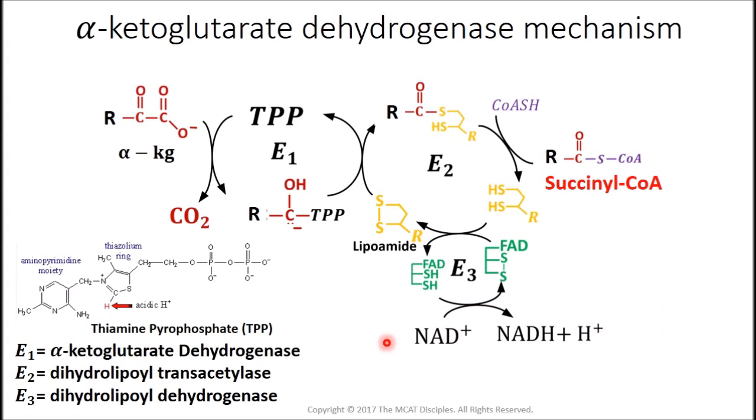I mean, that's what it is, guys. Remember, E1 is alpha-ketoglutarate dehydrogenase, E2 is dihydrolipoyl transacetylase, and E3 is dihydrolipoyl dehydrogenase. All those should make sense. Transacetylase, moving the acetyl group; dehydrogenase, just oxidizing the E2. So that all makes sense.